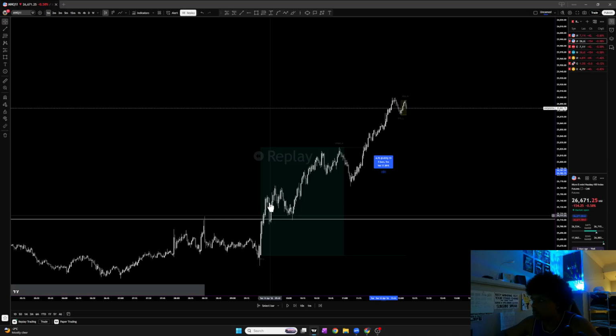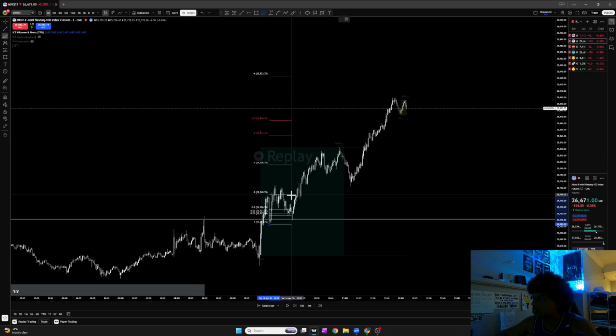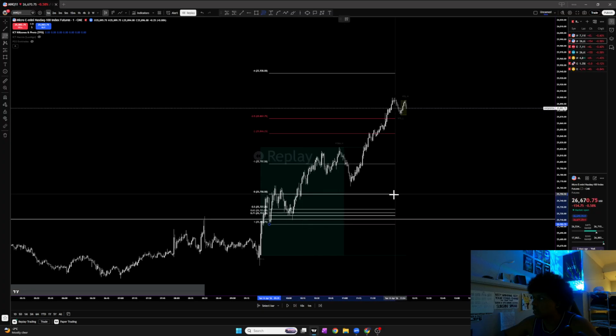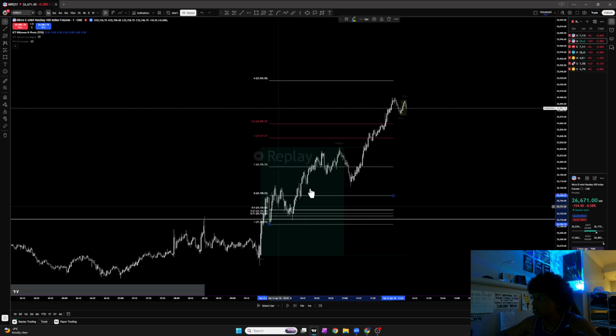Probably for this, maybe I could have used this standard deviation right there and targeted that high right there, but yeah, it's not that worth it. So, here we go.